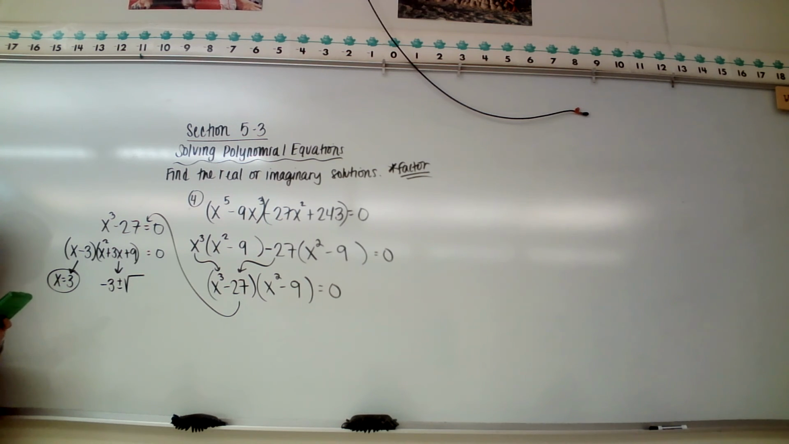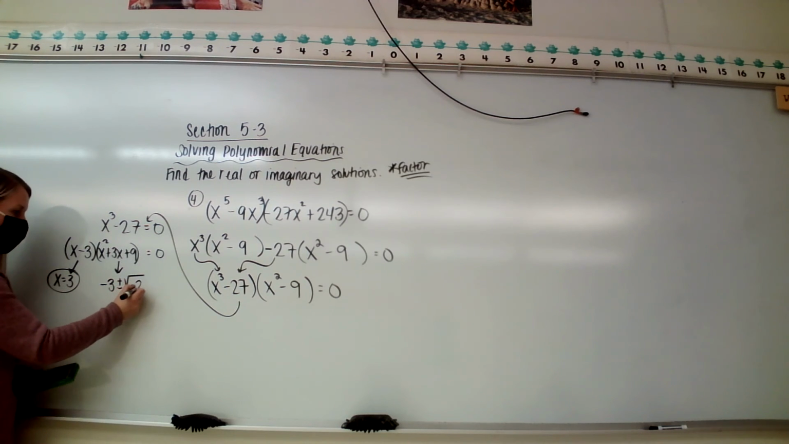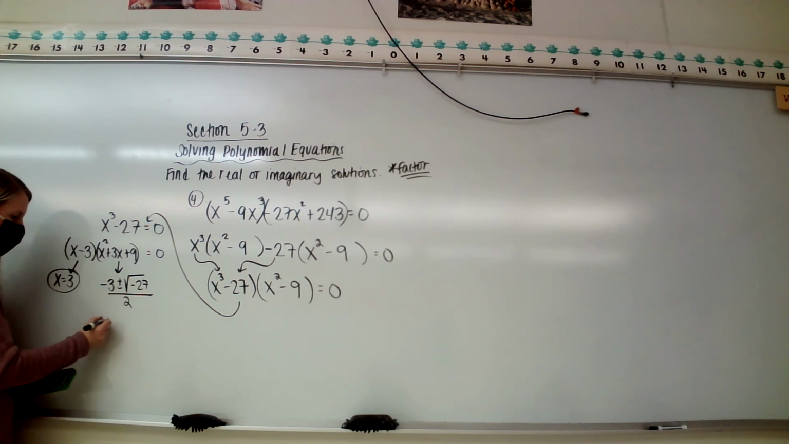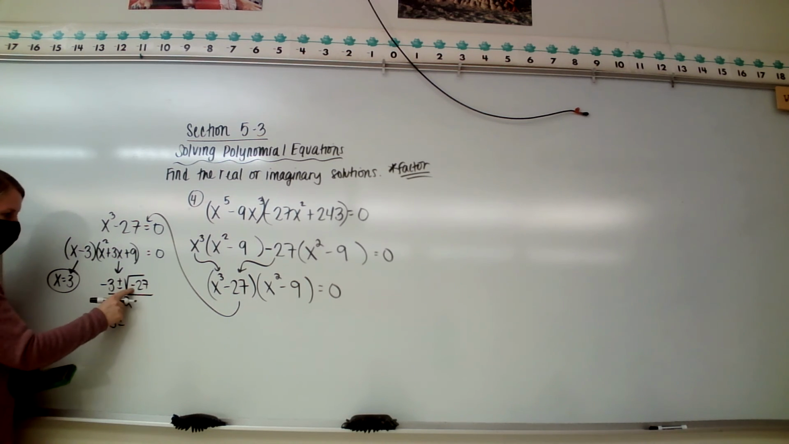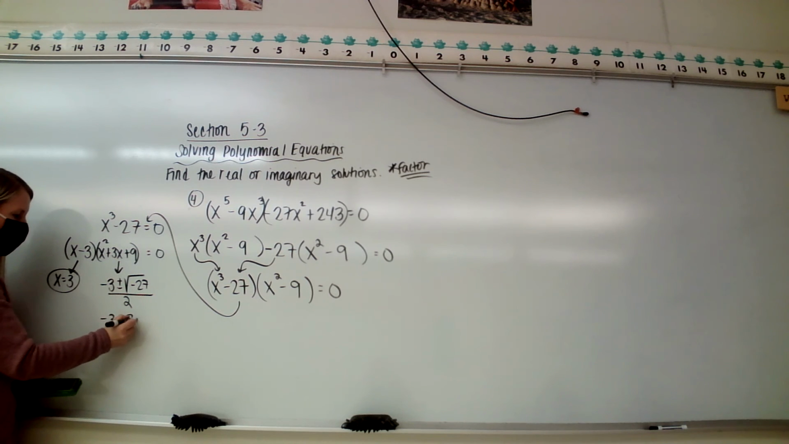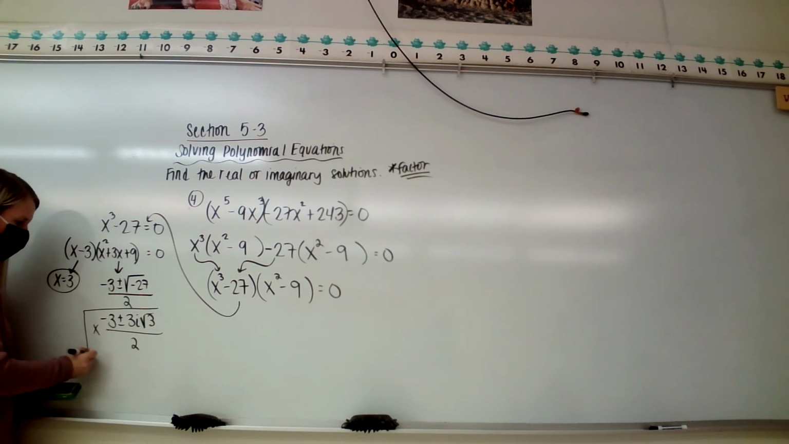B squared minus 4 times A times C is going to give me negative 27 all over 2A. So what's that, 9 and 3 and 3i root 3 over 2? Okay. I can't do anything else to that.